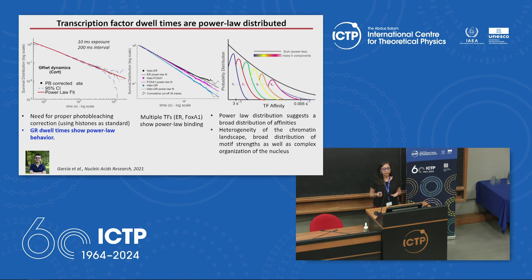And this distribution suggests broad binding affinities rather than specific characteristic timescales for specific and non-specific binding. There could be many contributors: the heterogeneity of the landscape, the distribution of motif strengths, and the complex organization and heterogeneity of the nucleus.